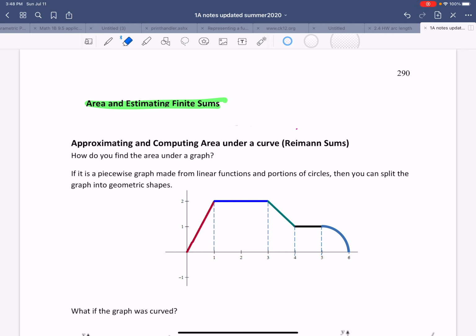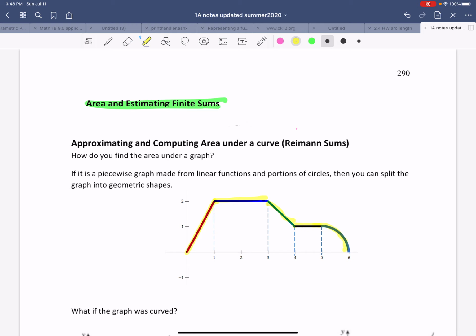In this video, we're going to estimate area under the curve using finite Riemann sums. First of all, let's look at this problem where we have the graph of a function that looks like this. How can we estimate the area under this graph?